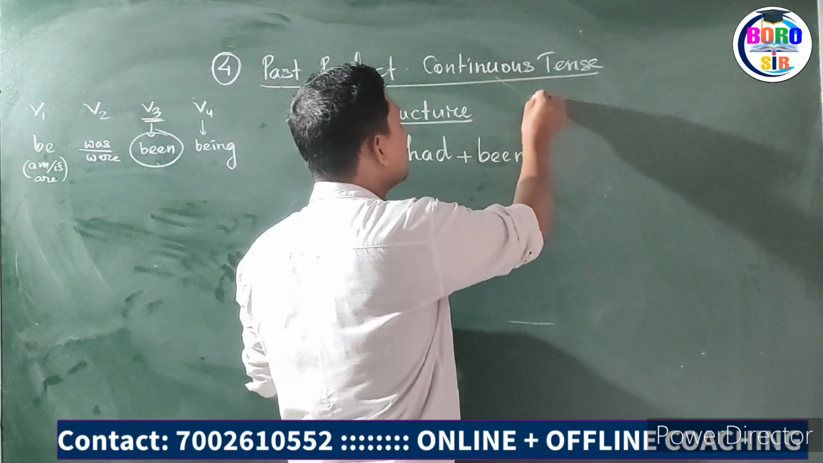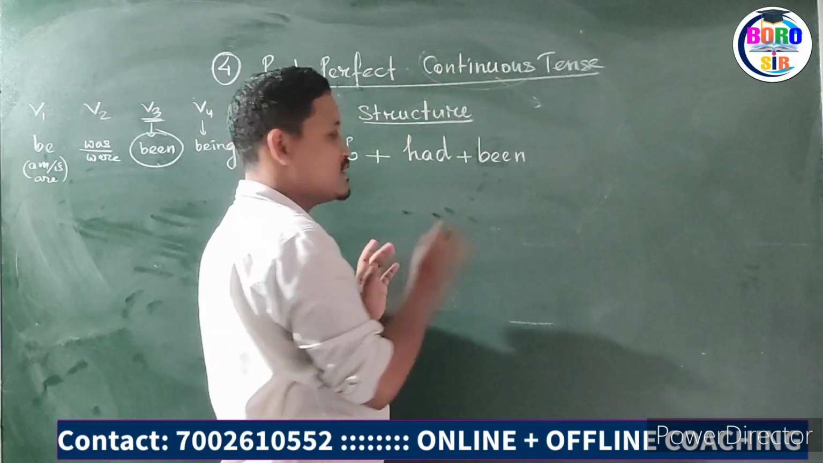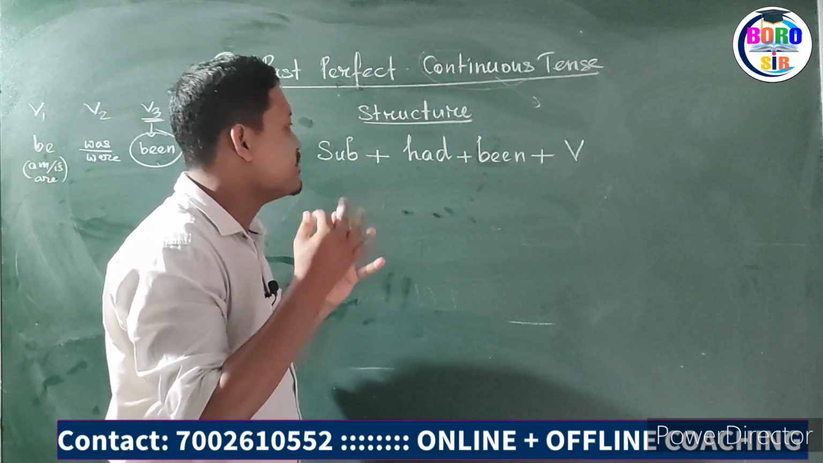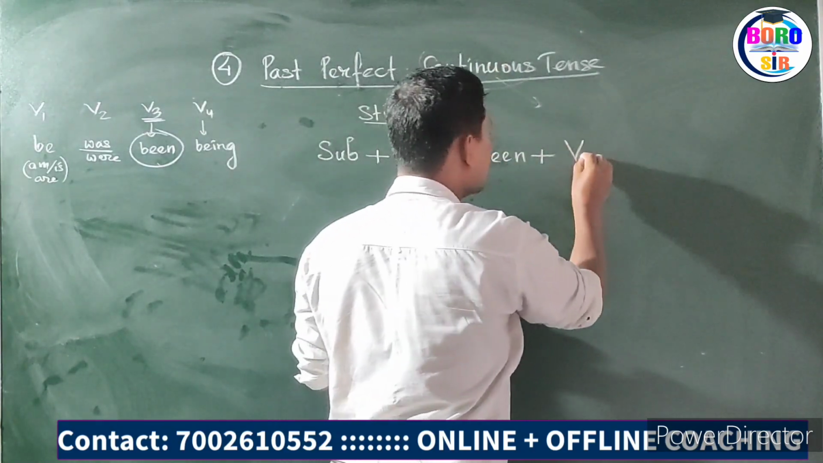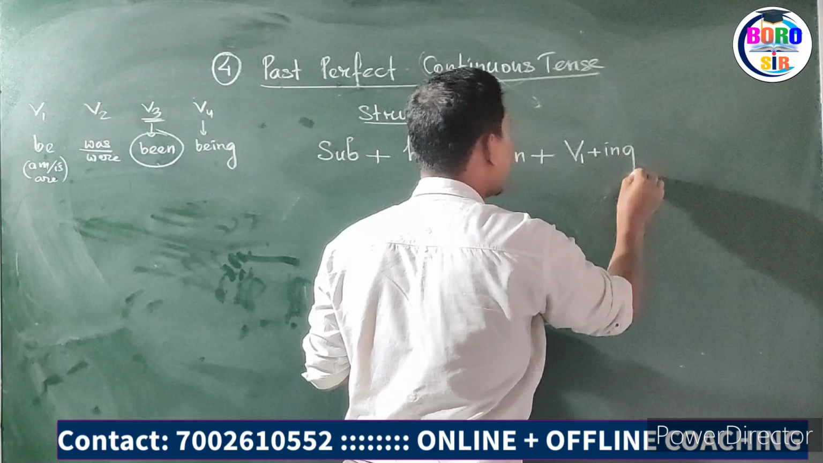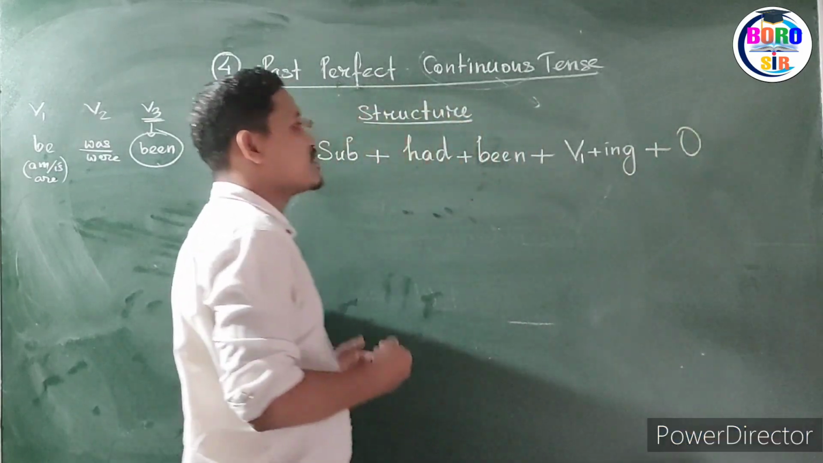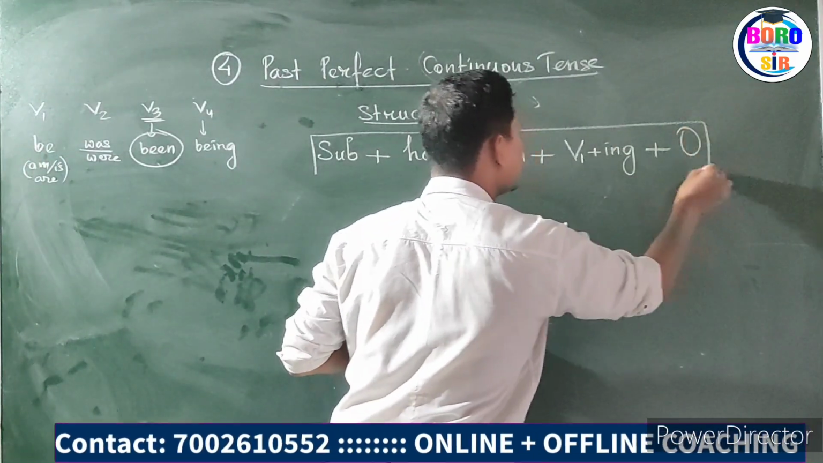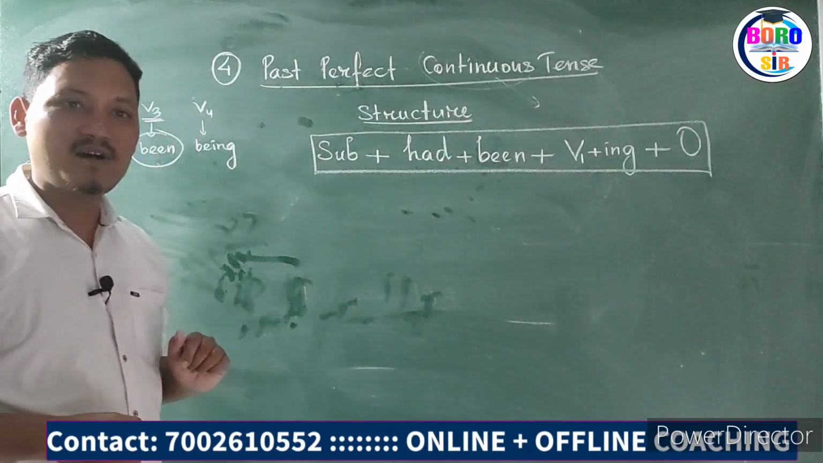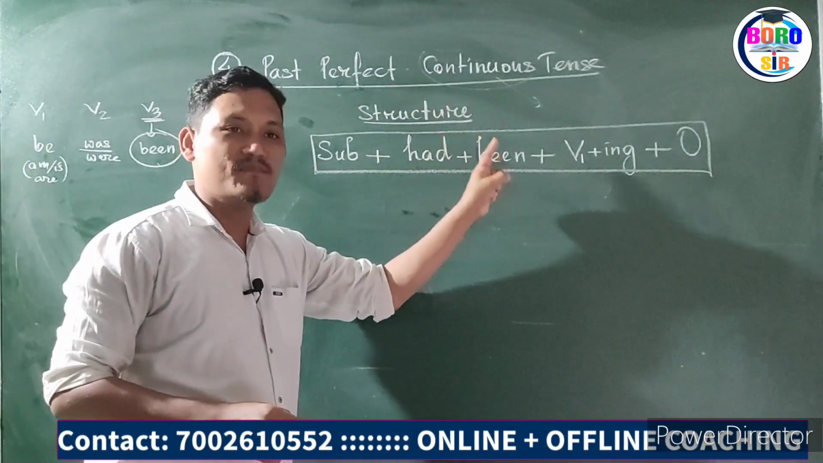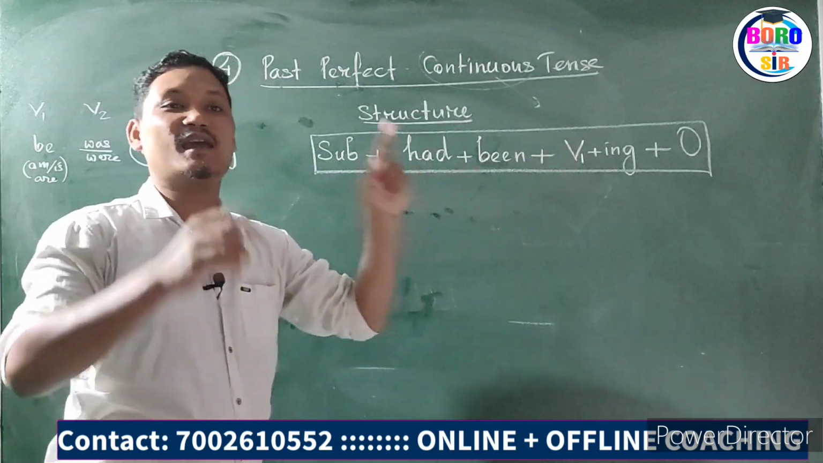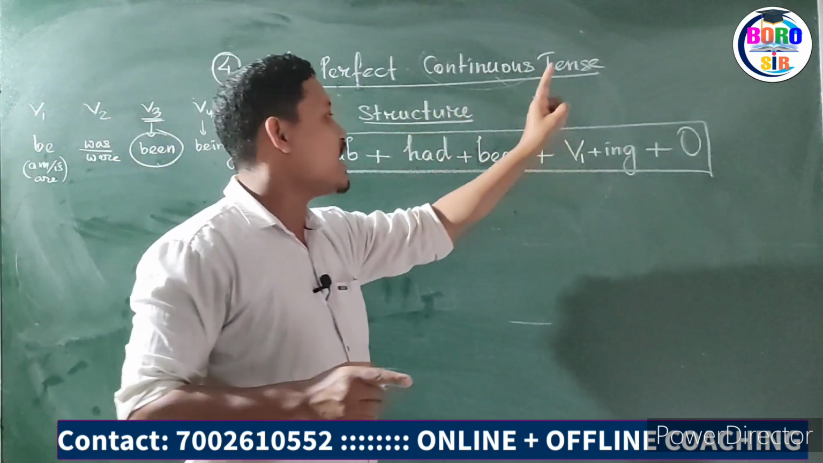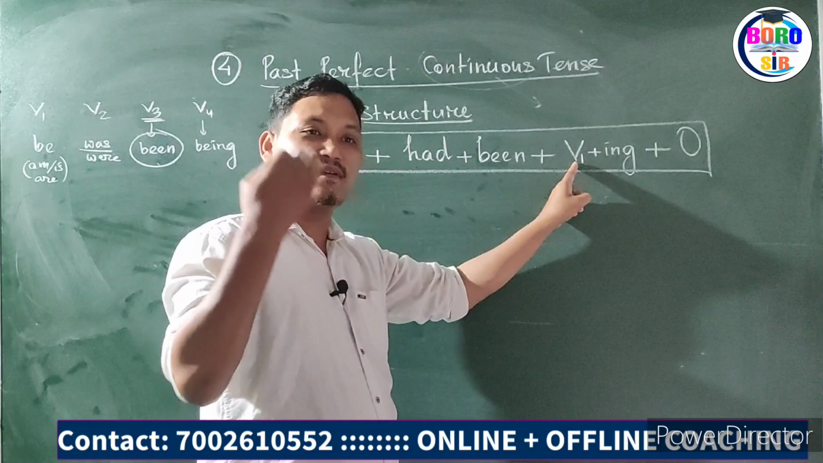Now, there is the word continuous, right? So continuous. And then after that, we are going to write the main verb here. So the main verb will be in continuous. That means it will be verb number 1 plus ing plus there will be the object, or you can say others. So therefore, the structure of the past perfect continuous tense happens to be what? Subject plus had been plus verb in the fourth form, that means in present participle. Ing should be there with the main verb.